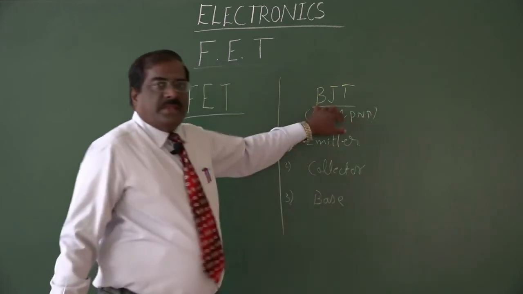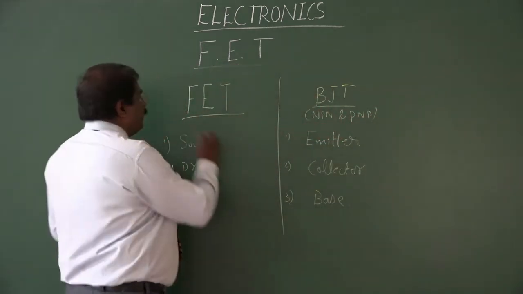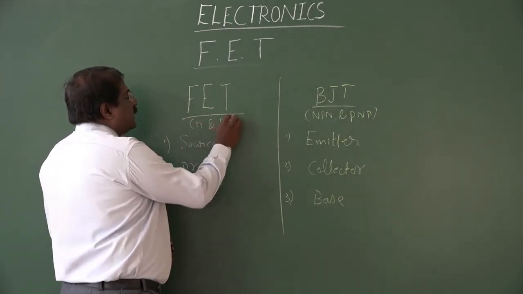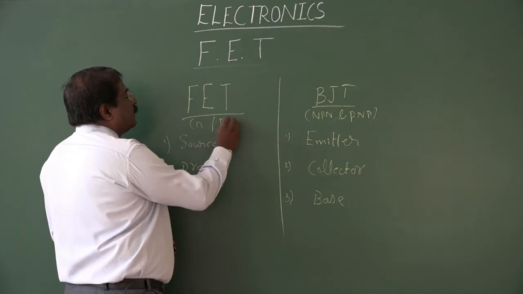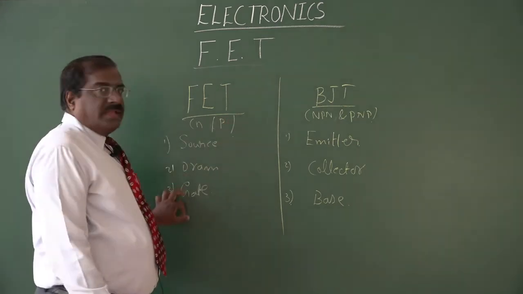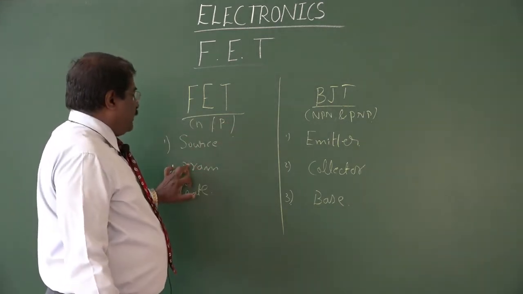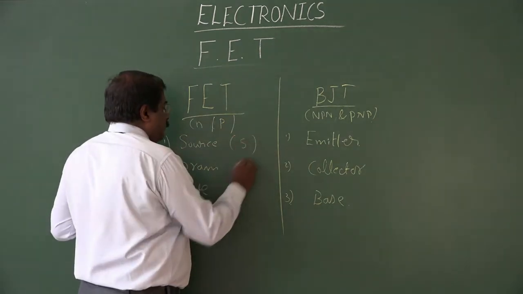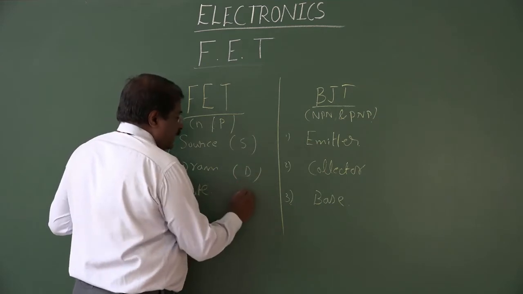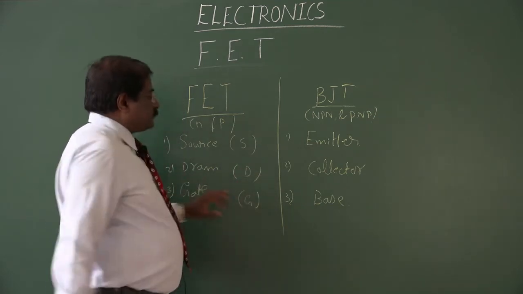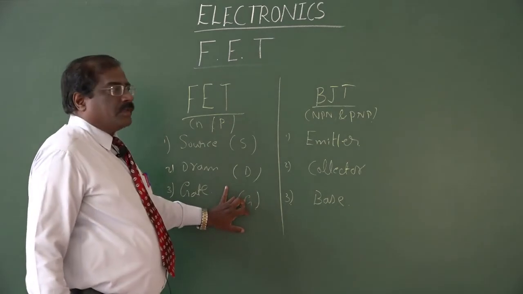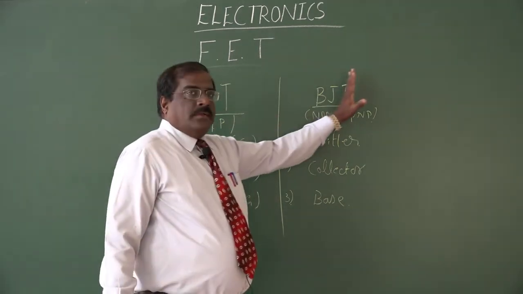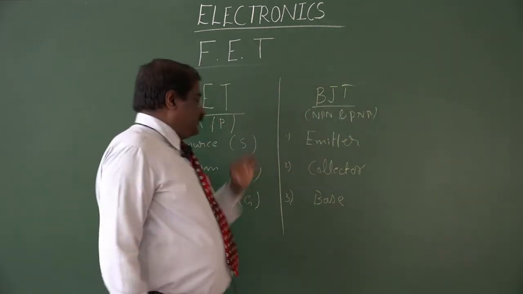NPN and PNP transistors. In the case of an FET, either N channel or P channel, we call the terminals source, drain, gate. Source is represented by S, drain is D, gate is G. So this is the comparison between the field effect transistor and the bipolar junction transistor.